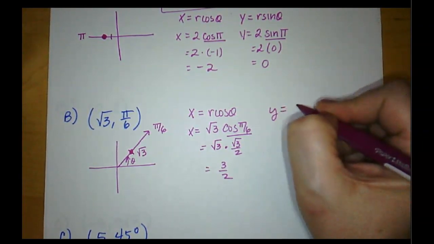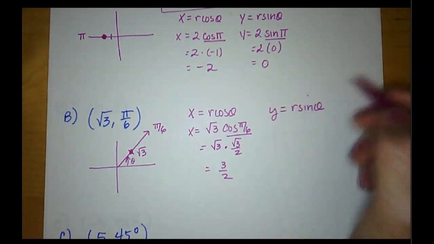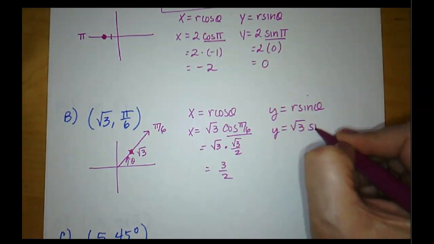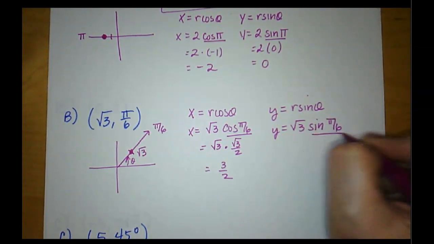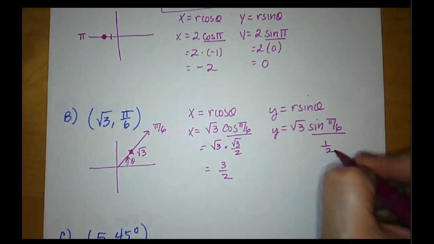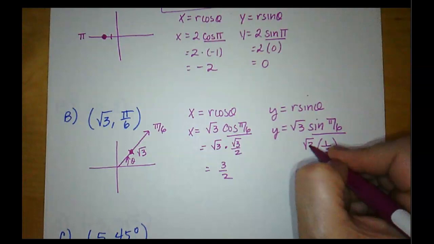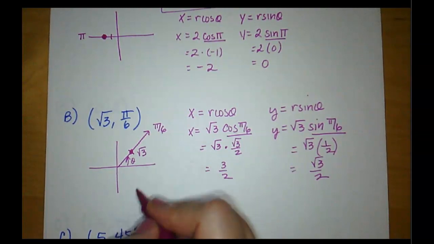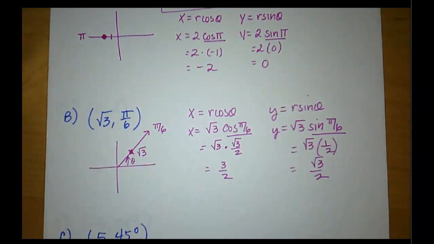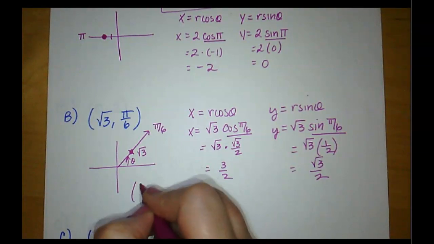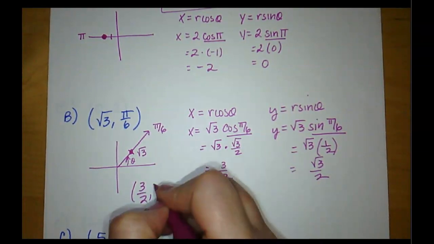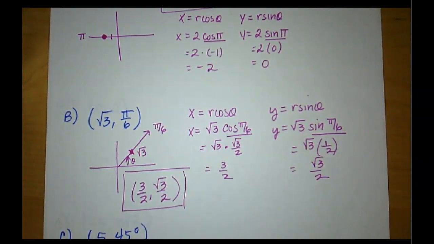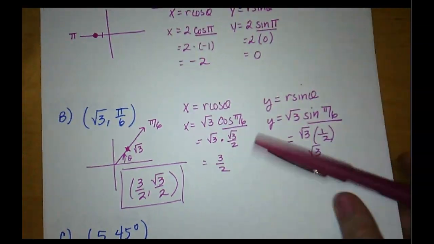To get my y, I'm going to have y equals r sine theta. And so that means I'm going to have y equals r, which is root 3, times sine of pi over 6. And what is sine of pi over 6? Well, that's just 1/2. So when I take 1/2 times root 3, then I get root 3 over 2. So now I know my coordinate point in rectangular form would be 3/2 and root 3 over 2. So that's what I would have as my final answer. All right, so pretty basic, pretty straightforward.